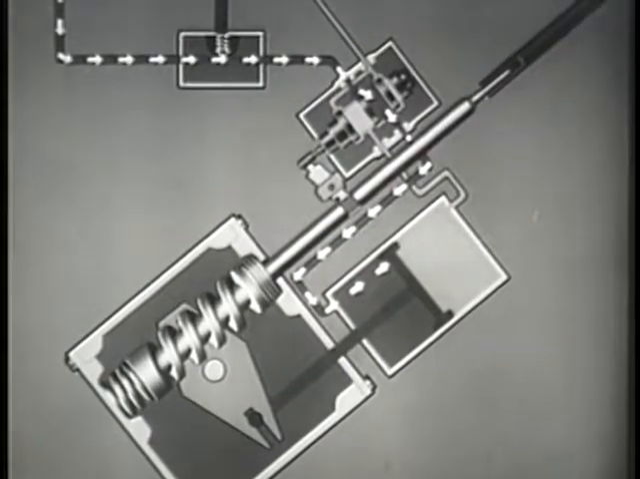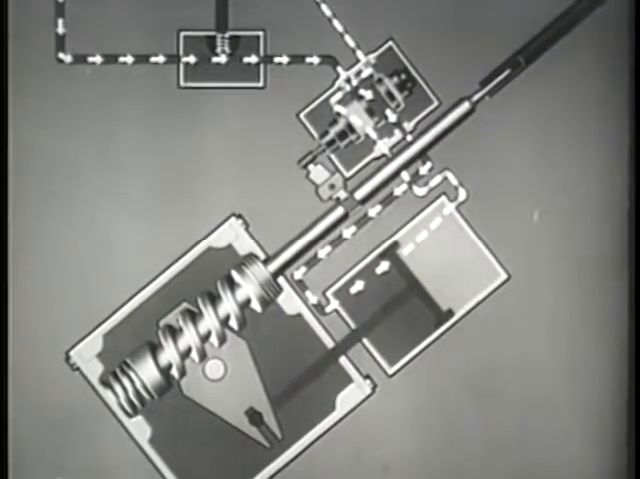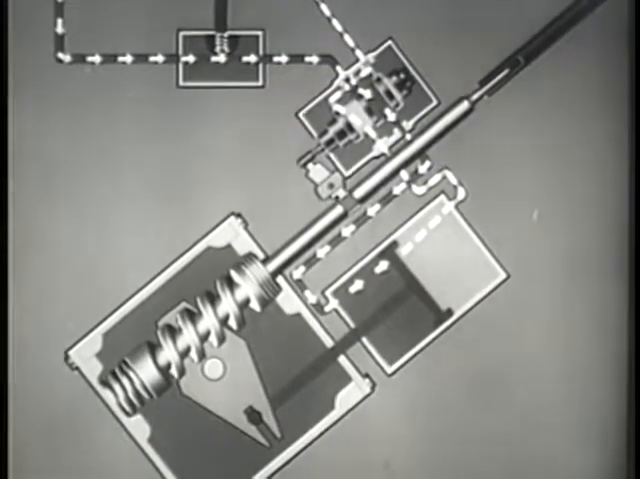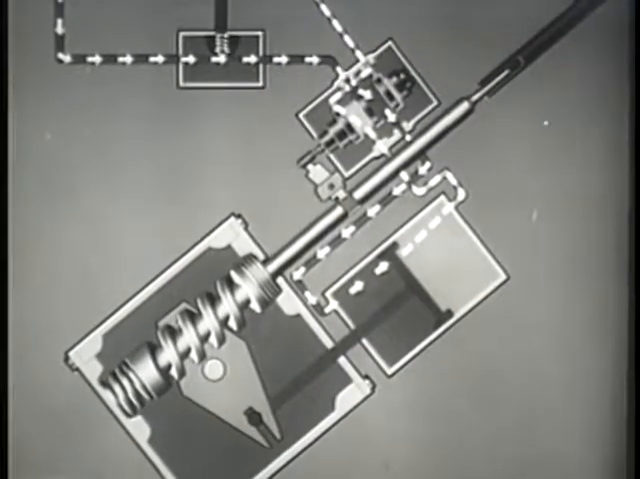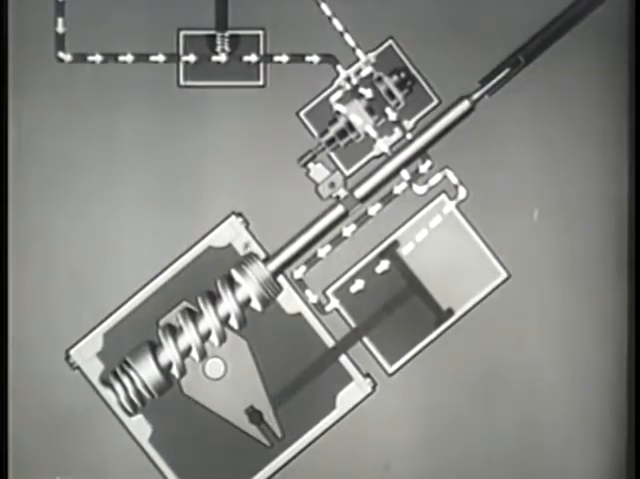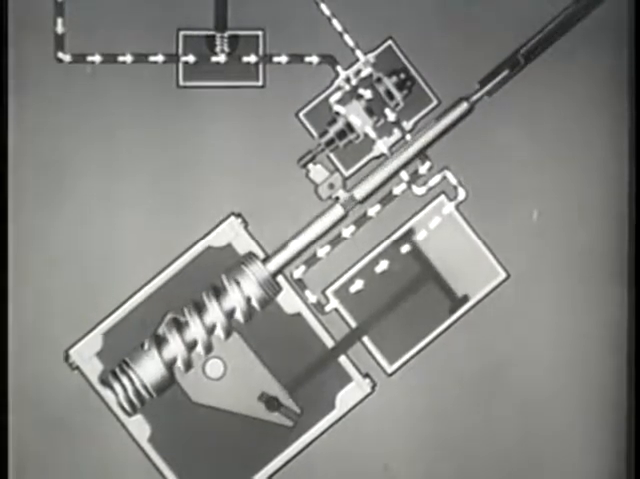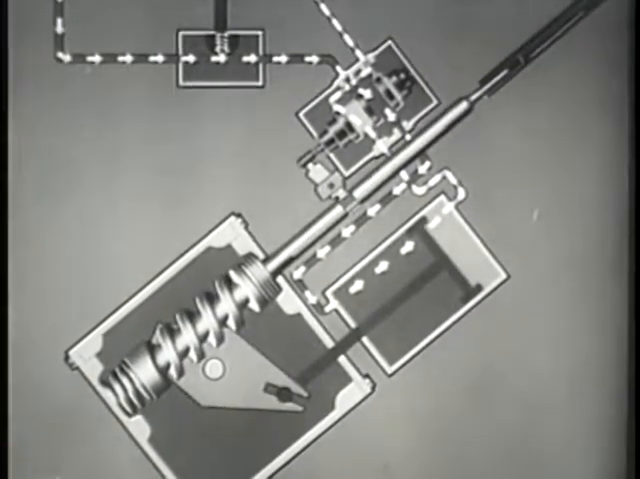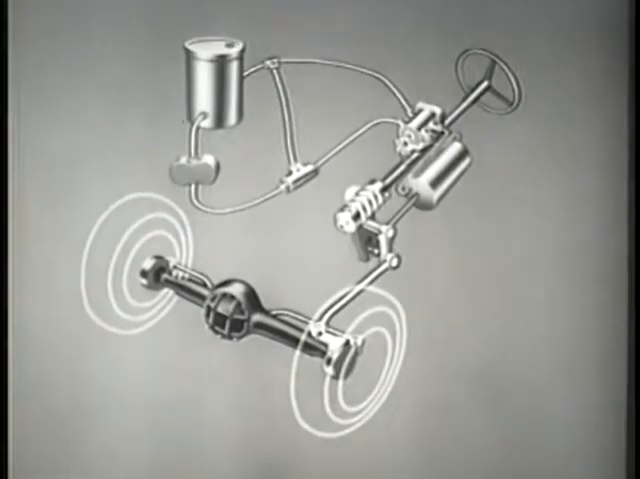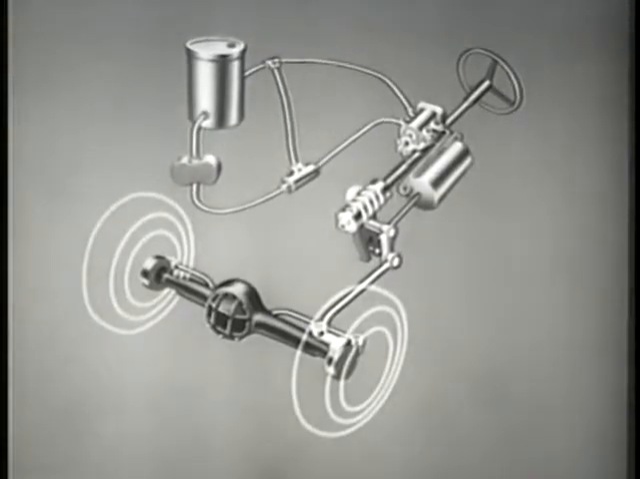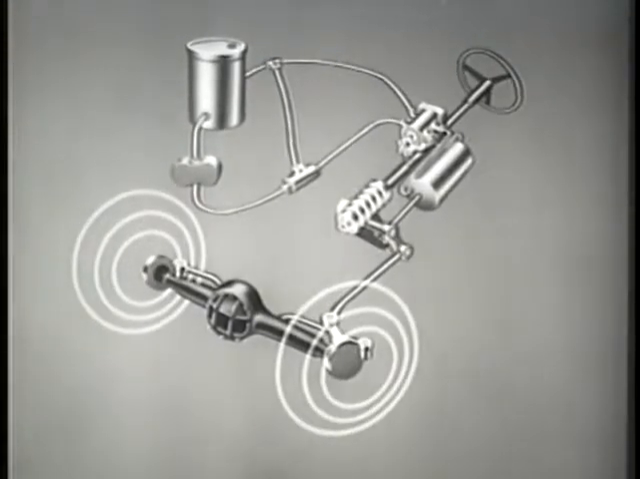At the same time, fluid from the other side of the piston is displaced by pressure differential and forced up and around the unrestricted passageway in the control valve to the outlet port leading back to the reservoir. The pressure differential in the power cylinder moves the piston and piston rod, thus applying a mechanical force to the Pitman arm shaft lever, turning the wheels in the desired direction.